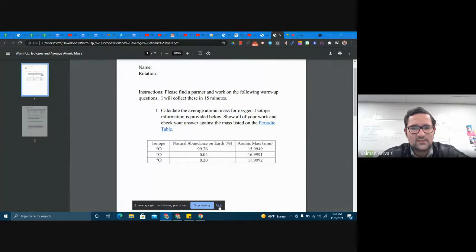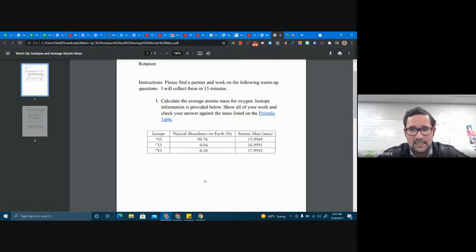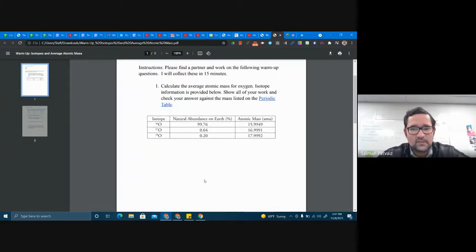So here's the first question. It asks you to calculate the average atomic mass for oxygen. And this is how you calculate the average atomic mass for the periodic table. So you take into account the isotopes of oxygen. And the table below is showing you that 99.76% of the oxygen is oxygen 16.